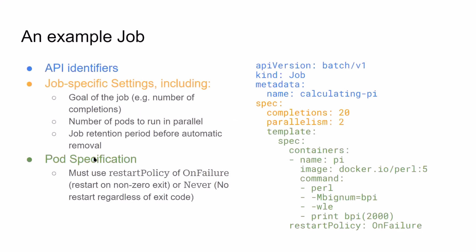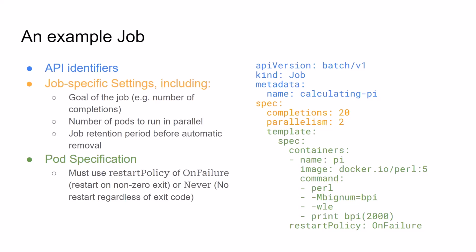So I have a sample job right here, and I've broken it down into 3 different categories. We have our API identifiers, of course. That's going to define what kind of object we're creating in Kubernetes and how we can find it in the API. Next, we're going to have the spec, and this is where some of the job-specific settings are going to be coming in. The goal of the job are one of those things, such as the number of completions, which I have defined here. Next are the number of pods to run in parallel if you wanted that to happen. And so I've got that defined as 2.